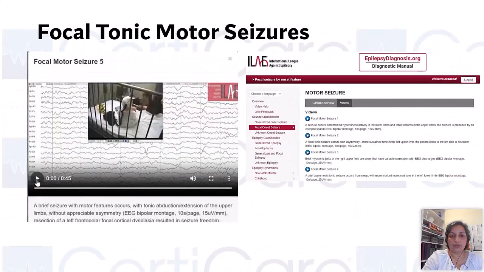Okay, so this is a video of a pediatric patient having focal tonic motor seizure. The seizure is brief, but the EEG changes are pretty significant in this. So when I go to the video, here we are. All right.